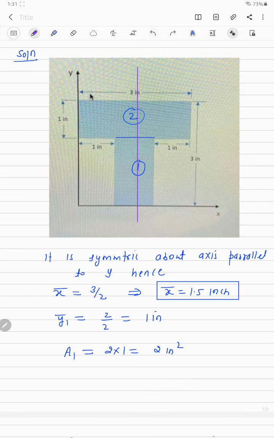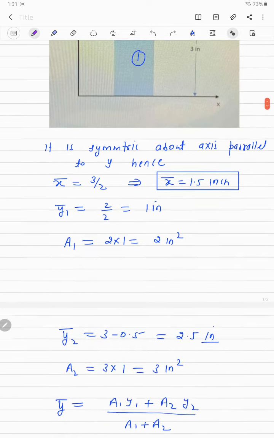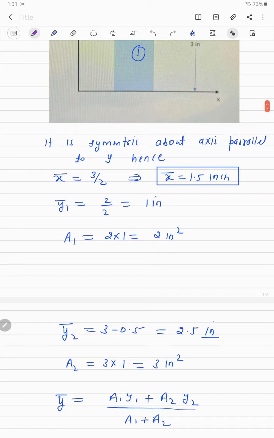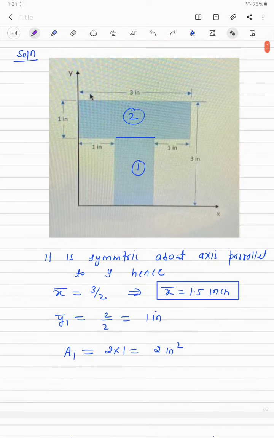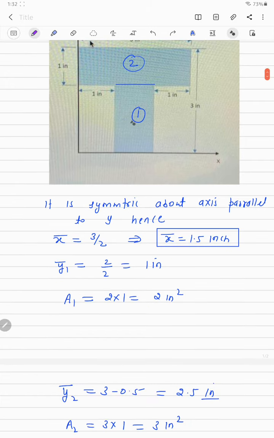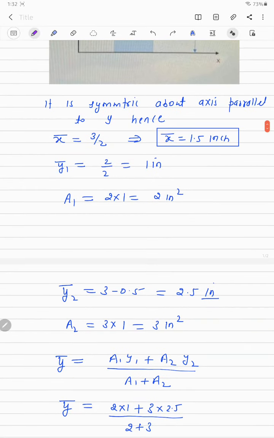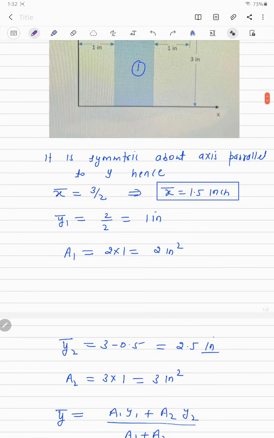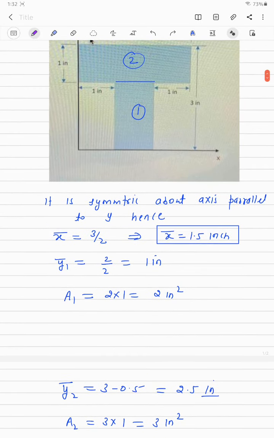What we can do for this, for the y coordinate, is find the centroid of each shape. So let's focus on shape 1. Shape 1 we denote as y1 and A1. A1 is the area of shape 1. How can we find the area?